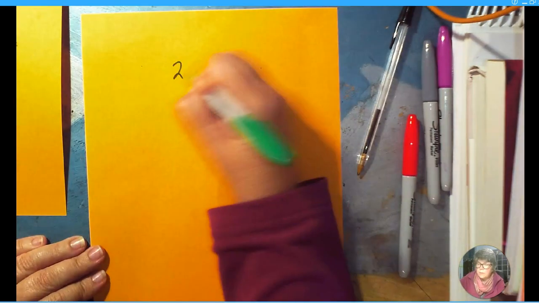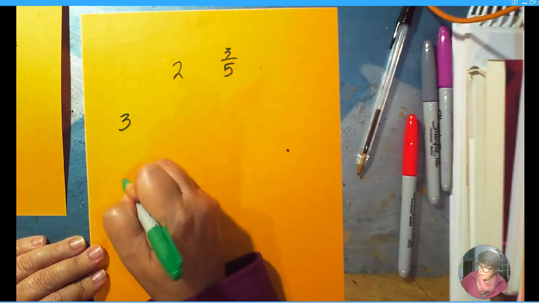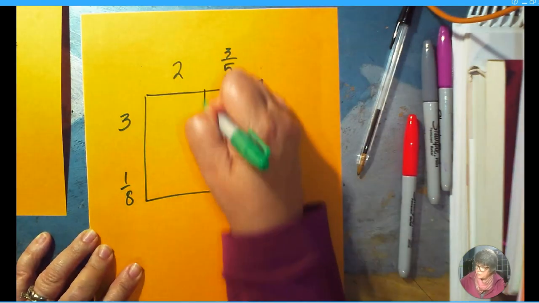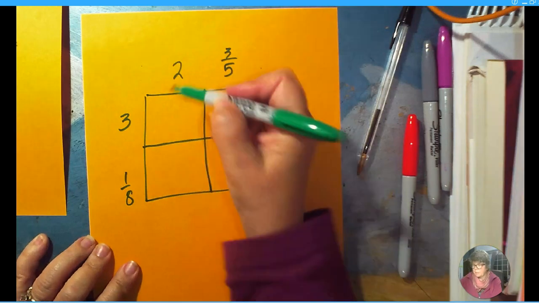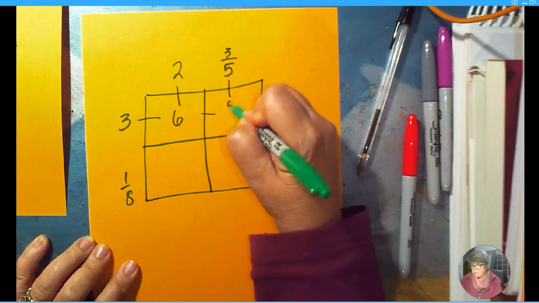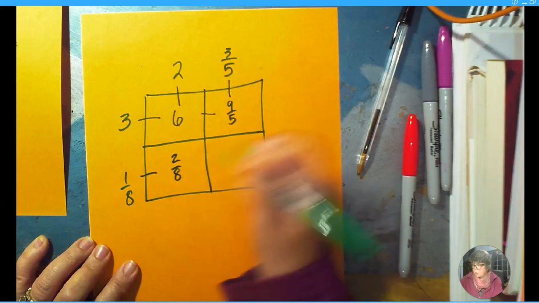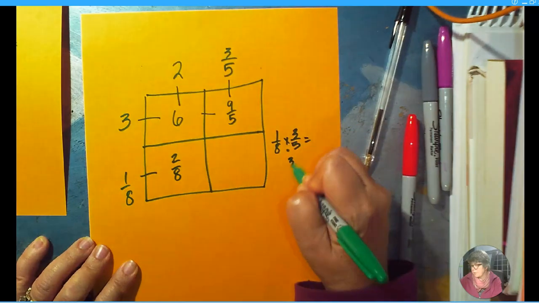I'm thinking we might want to look at the area model. 2 3/5, 3 1/8, right? We said you could set it up however you wanted as long as you split up your place value. You see what I did there, right? Now I'm going to do my multiplying. 2 times 3 is 6. 3/5 times 3 is 9/5. 2 times 1/8 is 2/8. 1/8 times 3/5 is 3/40.